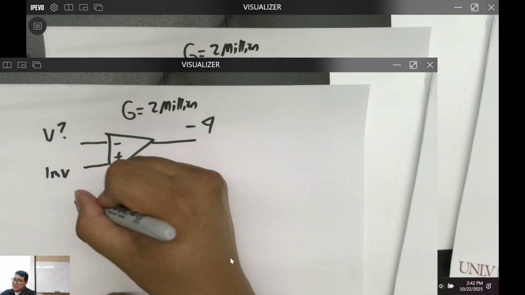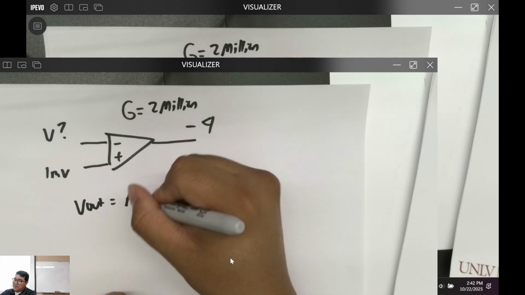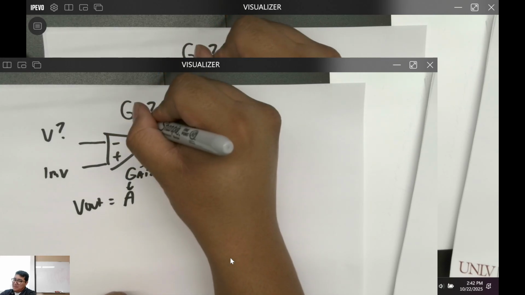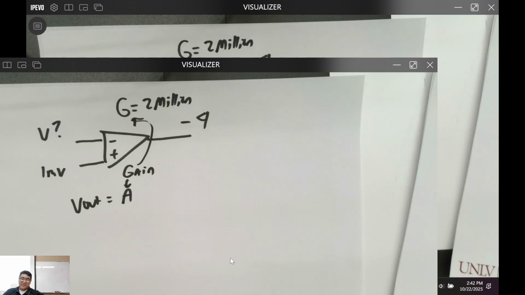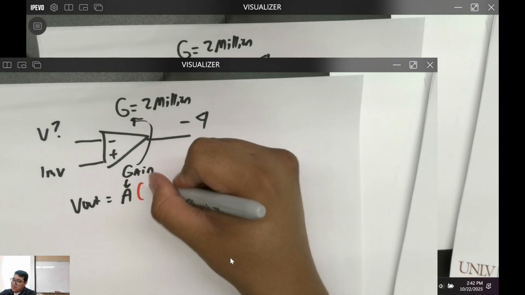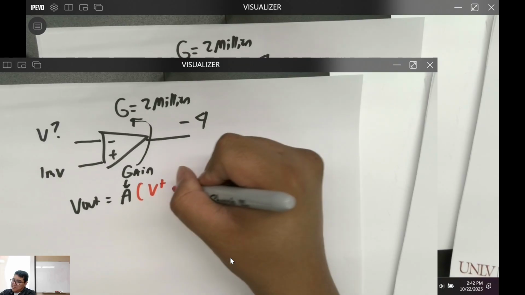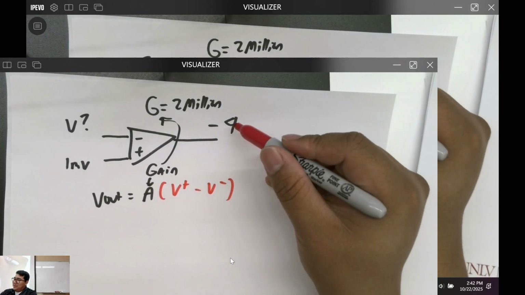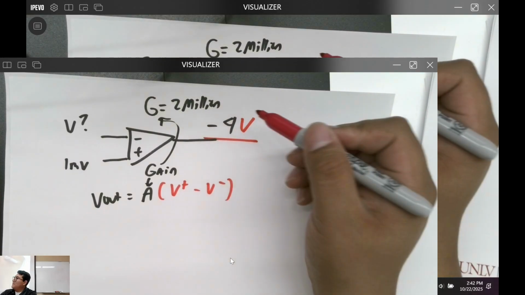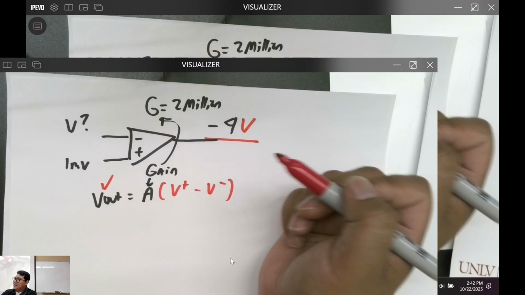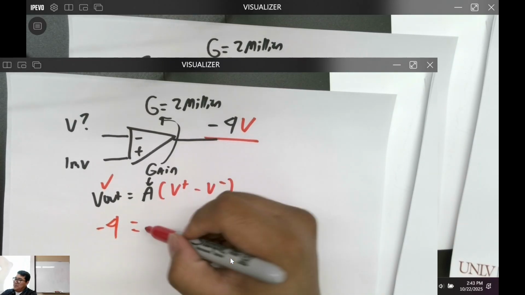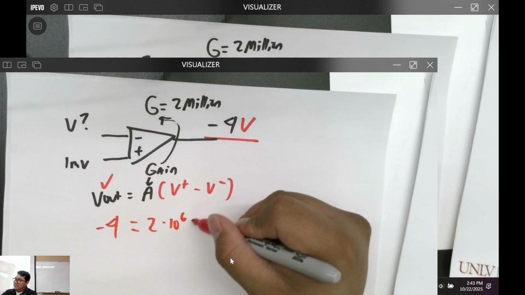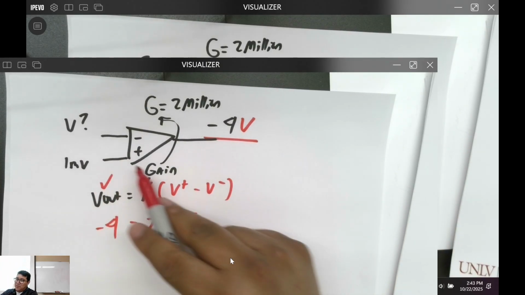You guys remember the thing? V out is equal to your gain, just another marker, your gain times your V plus minus V minus. I'm using so many annotations, right? You know this, right? This is -4 volts. Good. -4. You got 2 million, 2 times 10 to the 6. Good. And then we got 1 millivolt at V plus.